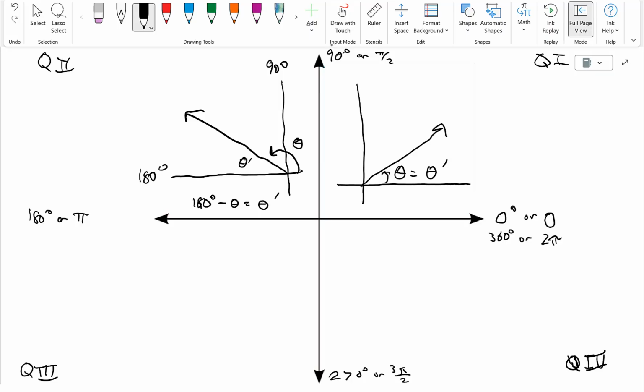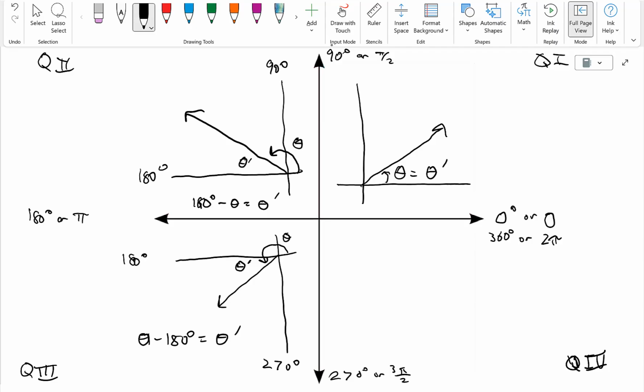In quadrant 3, we're somewhere between 180 degrees and 270 degrees. If we have our rotation here to give us angle theta, we can see that theta is bigger than 180 degrees. We want to subtract off the 180 to get that leftover theta prime in the middle. So we can think theta here minus 180 degrees would give us that leftover theta prime. And again, it's just a subtraction just to figure out where our angle resides or where it lives.